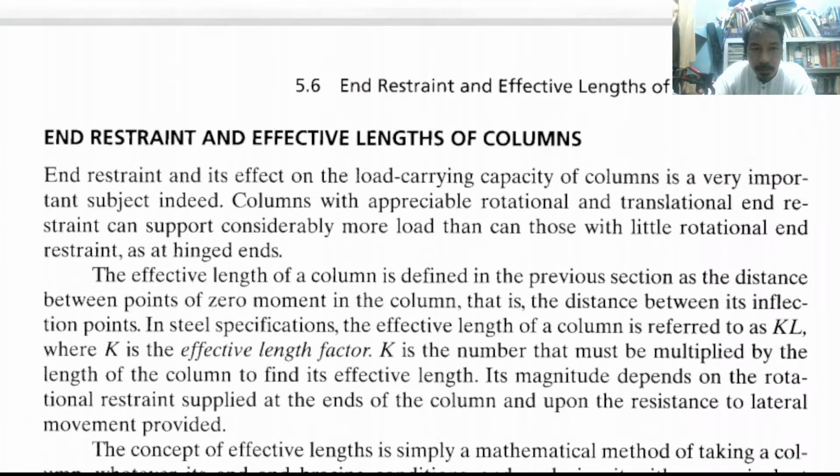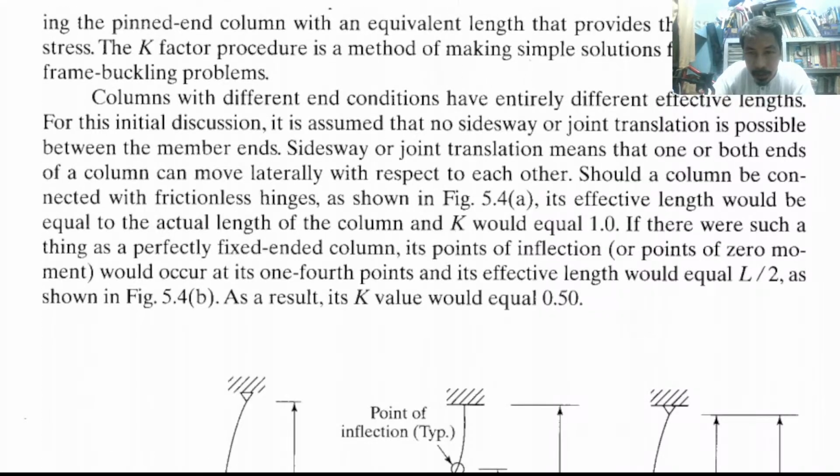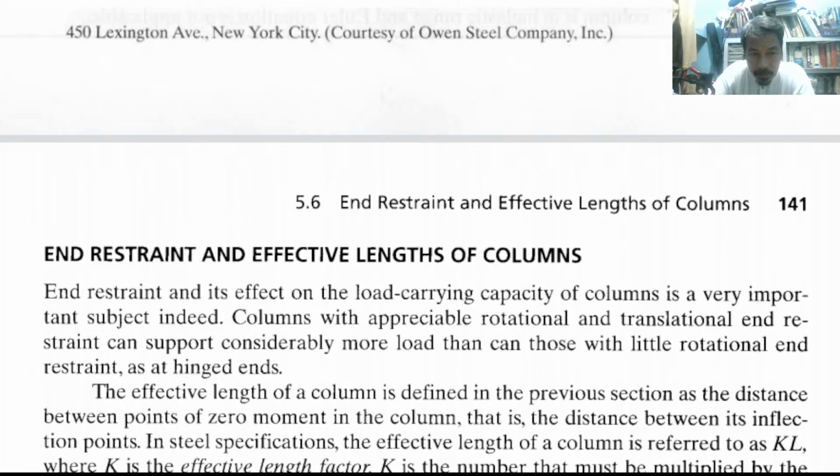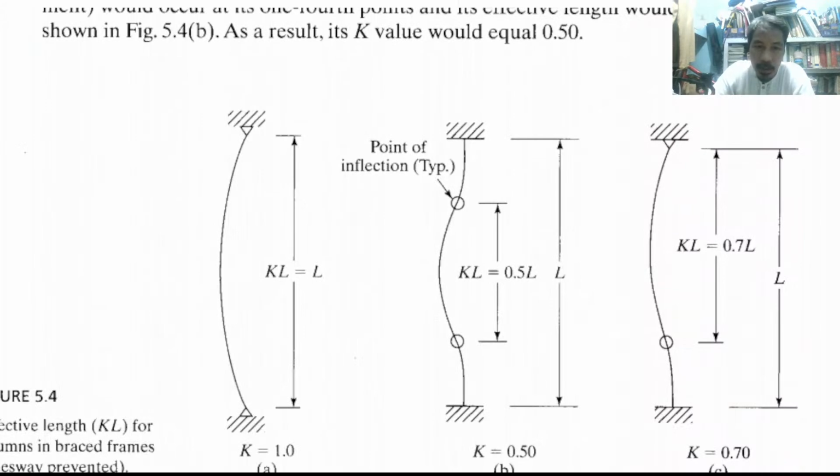So, effective lengths due to end restraint. There are several types of that. KL is the effective length, where K is the effective length factor. What about this? Here, you have to memorize this. If you are seeing this type, that is what?